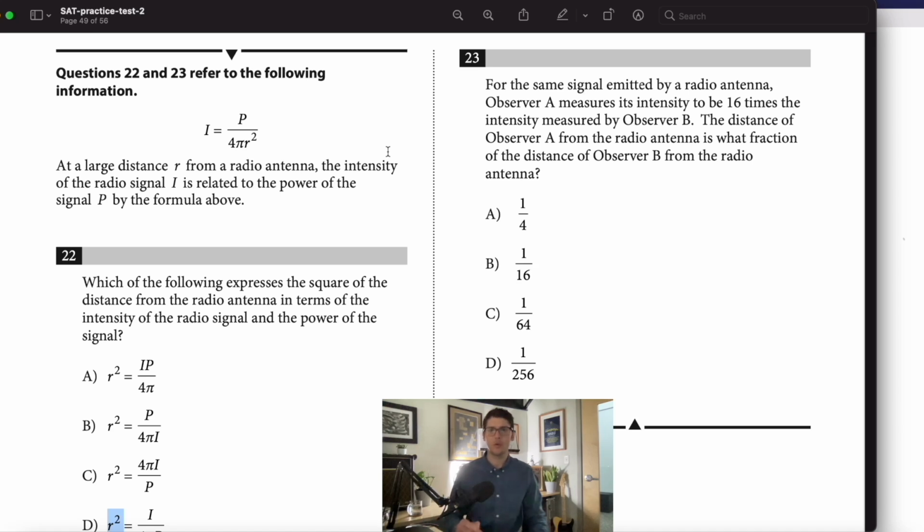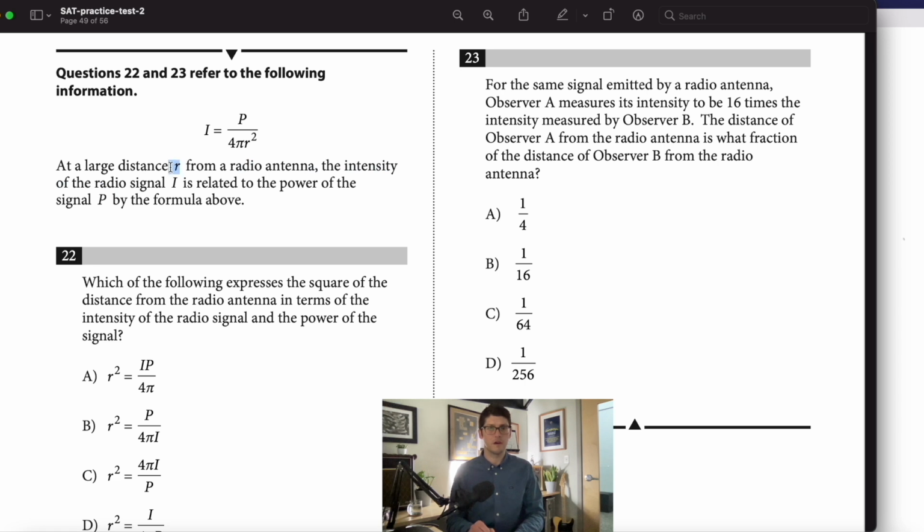Okay, so we're looking at number 23. This is a great question for which this approach really saves some time. They tell you that the same signal... I should always go from the end first. Let's go from this last sentence. The distance of observer A from the radio antenna is what fraction of the distance of observer B from the radio antenna? Okay, so distance is R.